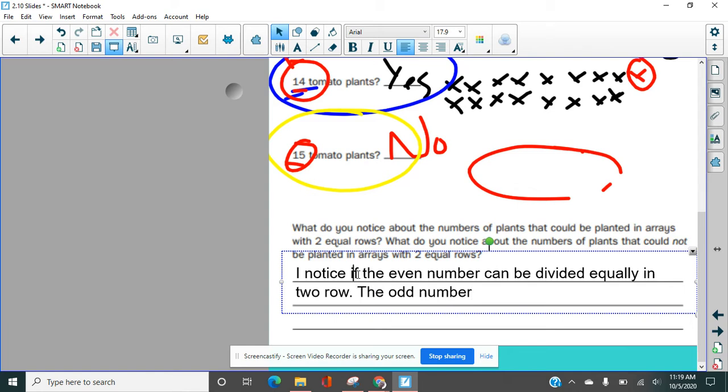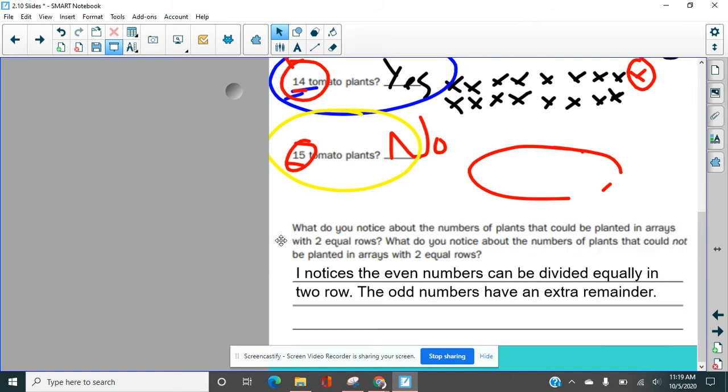I did put an if there. I notice I don't even need an if there. I notice the even numbers can be divided equally into two rows. The odd numbers have an extra remainder. All right, go ahead and write your two sentences there.